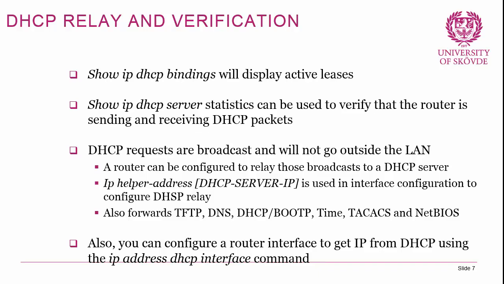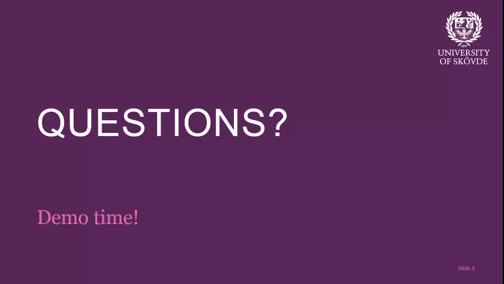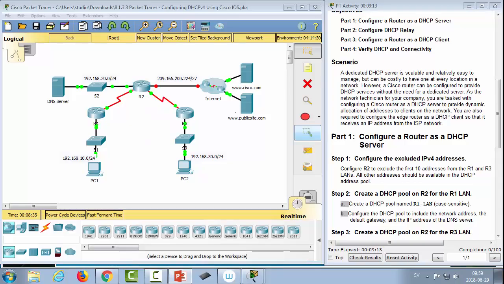So on that note, let's go for an early demo. So we have a nice topology here, and what we have is a DNS server up here, we have an internet, and we have three routers and a client LAN. What we want to do here is configure router 2 to be the DHCP server for the local area network with PC1 and the local area network with PC2.